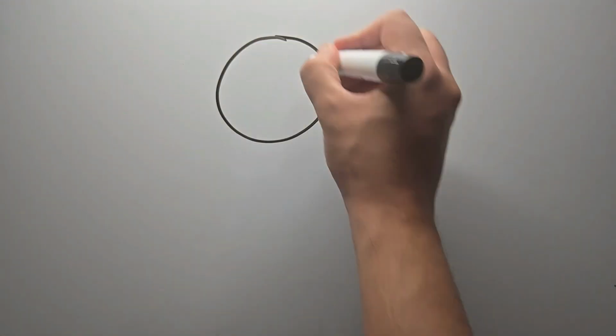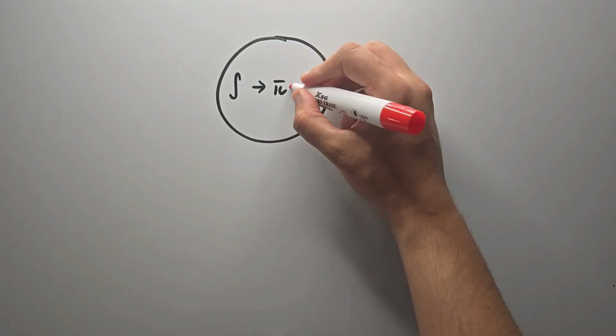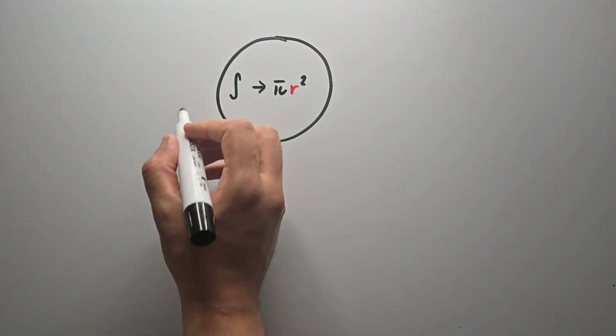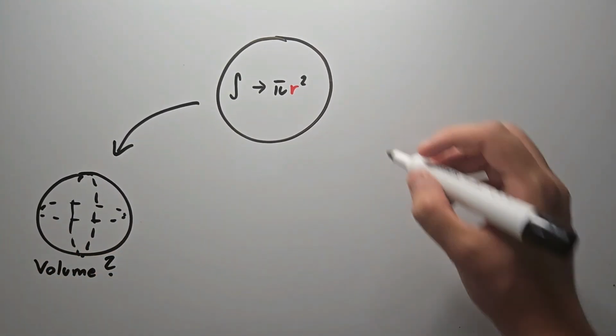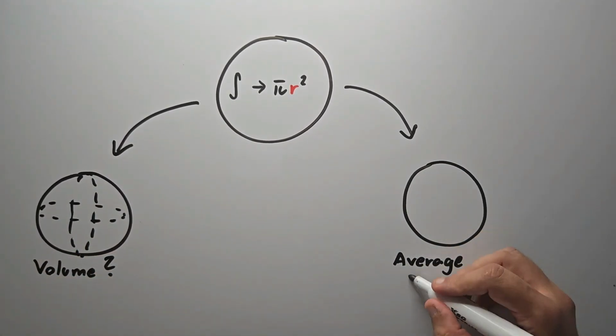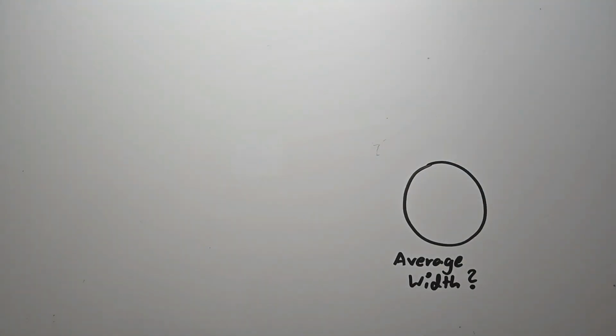Now that we know the area of a circle, there are 2 questions we can ask that will get us closer to finding the average area of an inscribed triangle. 1. What is the volume of a sphere? And 2. What is the average width of a circle? Let's start with that second question.